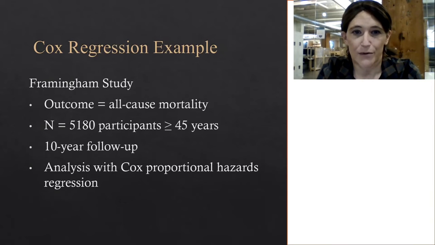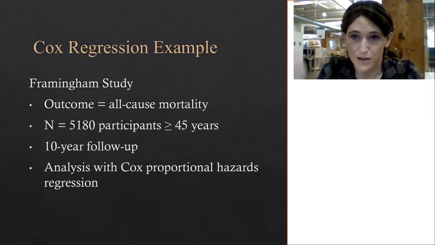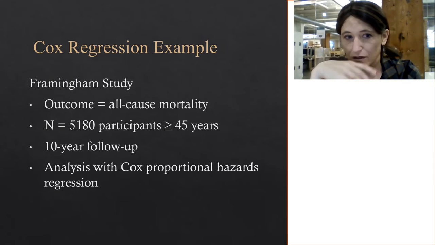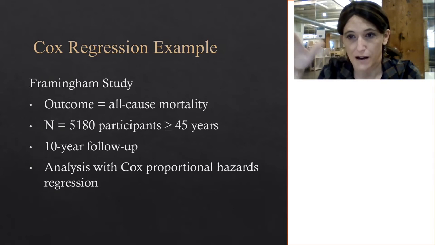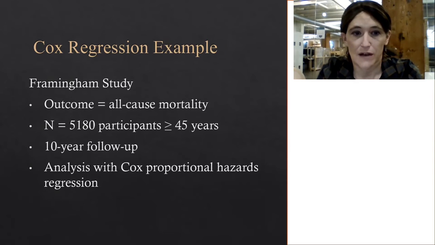So here's an example of using Cox regression. This comes from the Framingham study. Now, the Framingham study is still following people, but if we're going to do a study using the current cohort, we might use survival analysis, knowing that we have partial follow-up on people who are still living. So our outcome here is all-cause mortality.